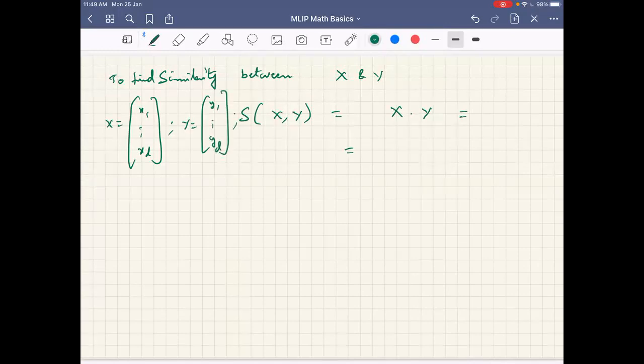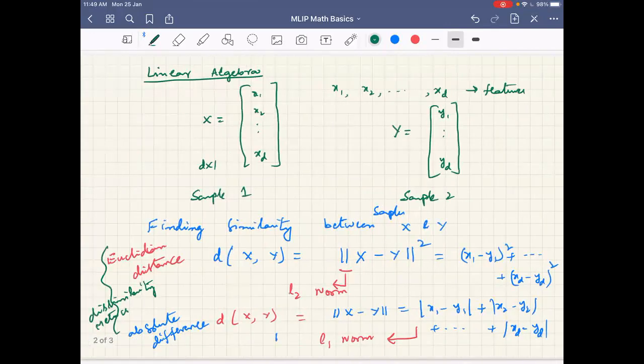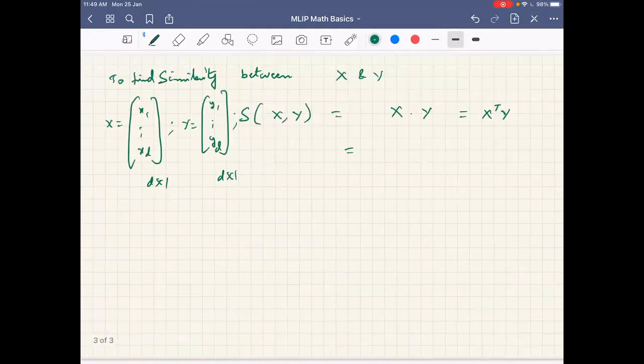Is there any other way I can write this? This is D cross 1, D rows and 1 column. This is also D cross 1. Did I write correctly? Yeah, that's fine. So this is D cross 1 and D cross 1, and hence X transpose Y is of what dimensions? This dot product is of what dimensions? One by one. Scalar. Okay, so is there any other way of writing this?